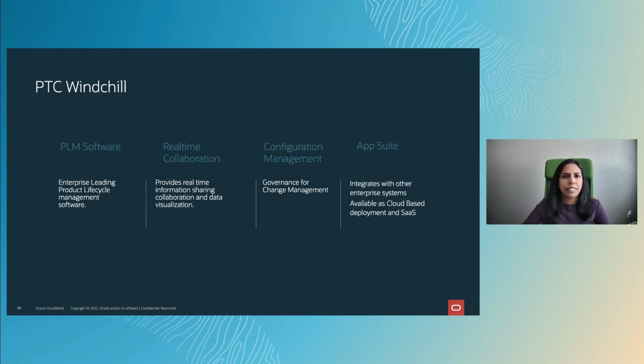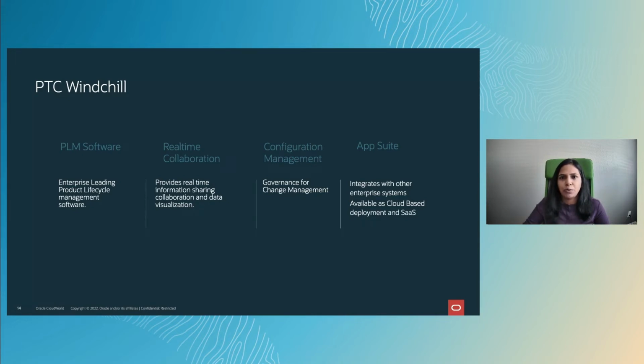PTC Windchill. PTC Windchill is a PLM software. A PLM software allows you to manage and define the business processes for the end-to-end product lifecycle. A lot of companies are looking to cloud-based PLM software that is highly adaptable and agile. Aligning a lot of business processes around supply chain and planning towards one PLM platform is very beneficial.